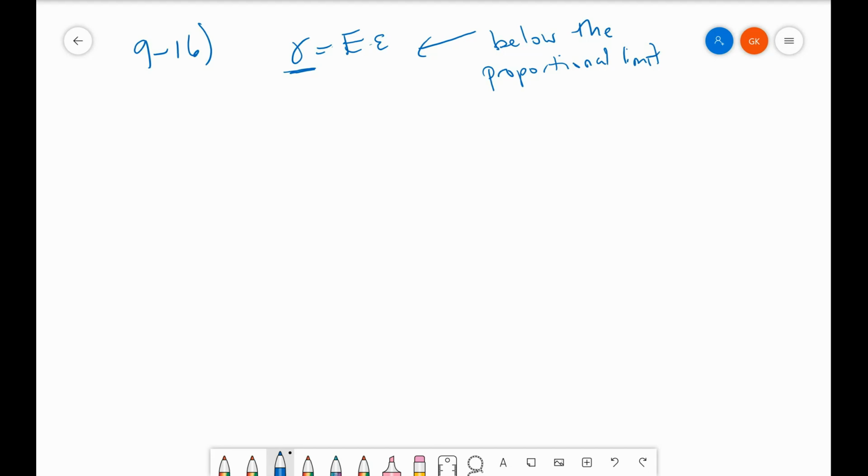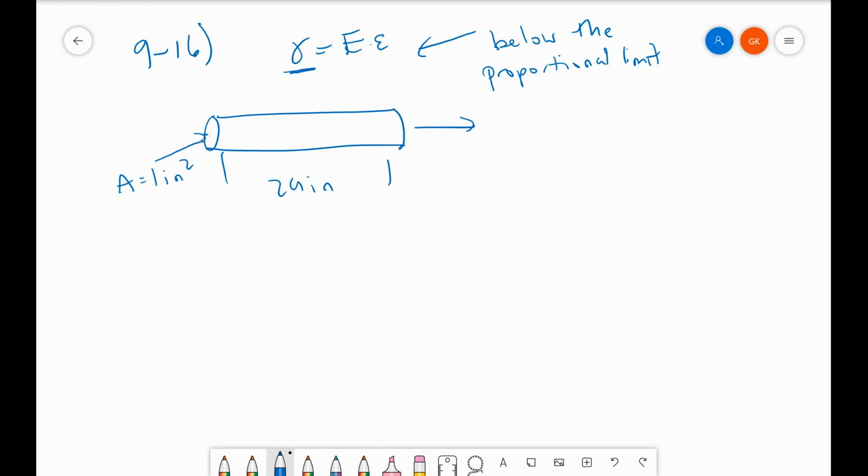Okay, so now let's draw the picture. So it said we had a 24-inch long bar, and it has a cross-sectional area of 1 inch squared. And there's an applied load of 10,000 pounds. Okay, now remember that just because I see this load twice does not mean there's actually two loads.